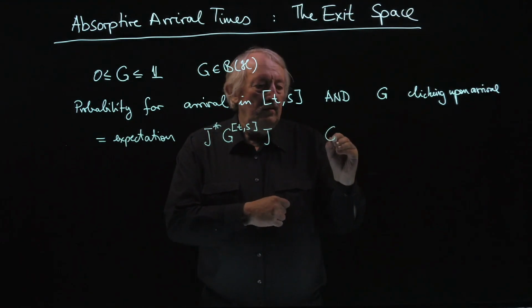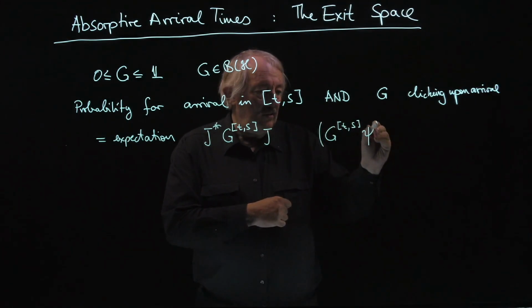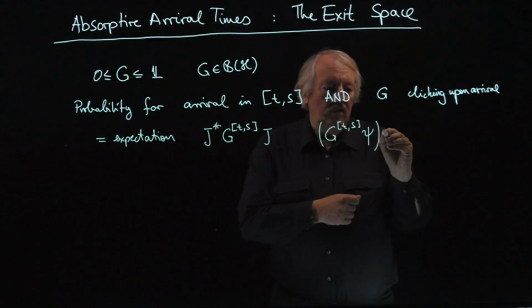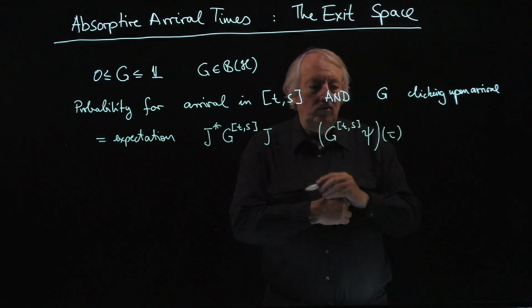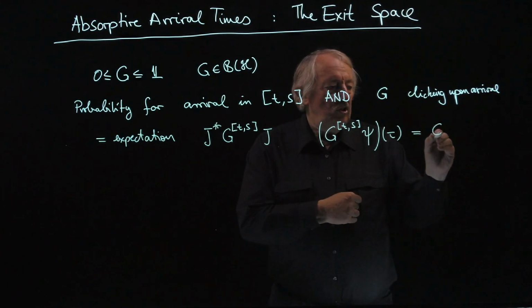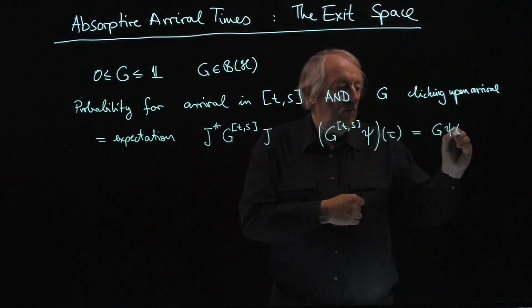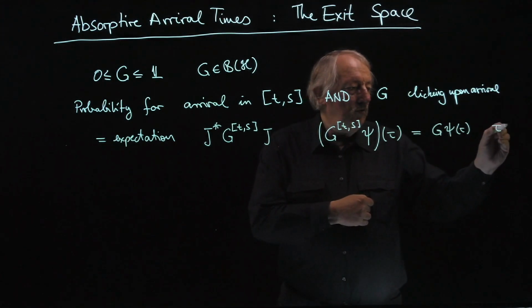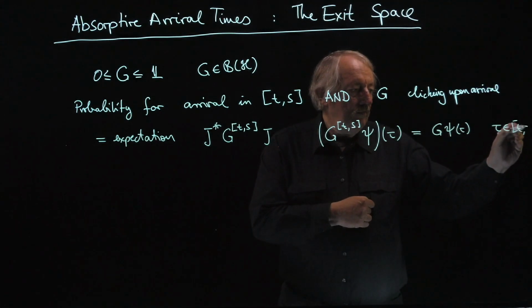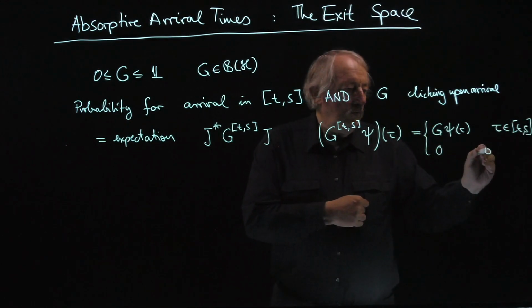G_TS applied to a wave function, which is now a function of a time variable, let's call that one tau, is equal to G psi of tau when tau is in that interval, and 0 otherwise.